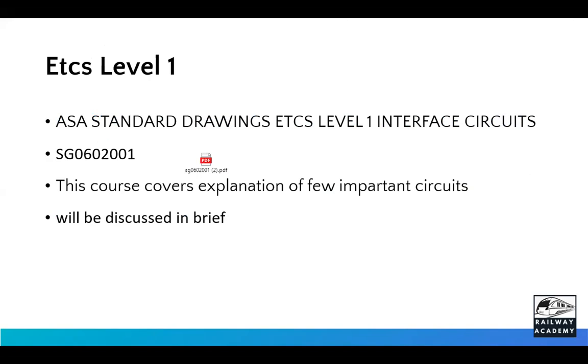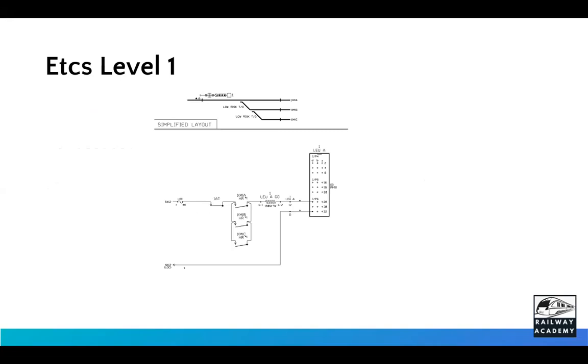So that covers ETCS level 1, and more standards are given as an example in New South Wales as SG 0602 001. They are giving all interface circuits, and all typical drawings are available here. You have to copy only these typical drawings for doing the interface circuits. Just one sample circuit I am showing you: how an LU is fed with relay contacts information, and how the signal is getting information. A simplified layout I have given for ETCS level 1.